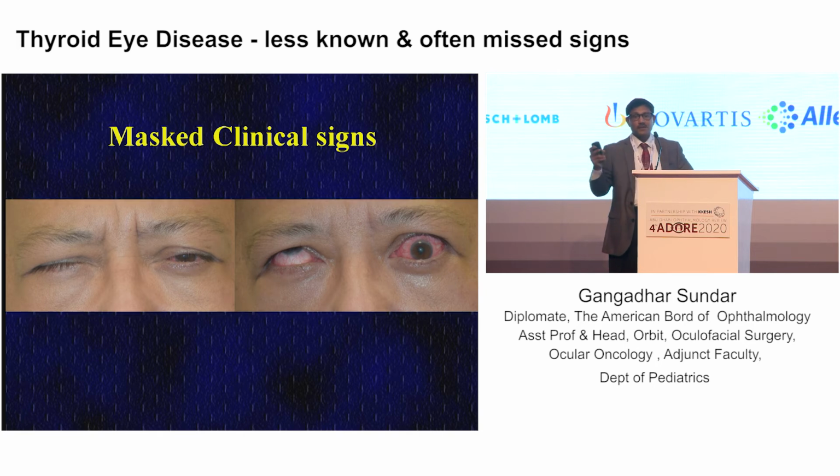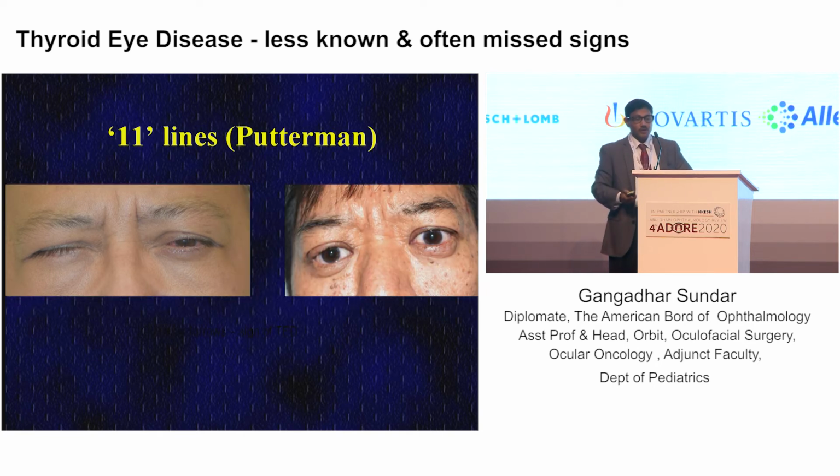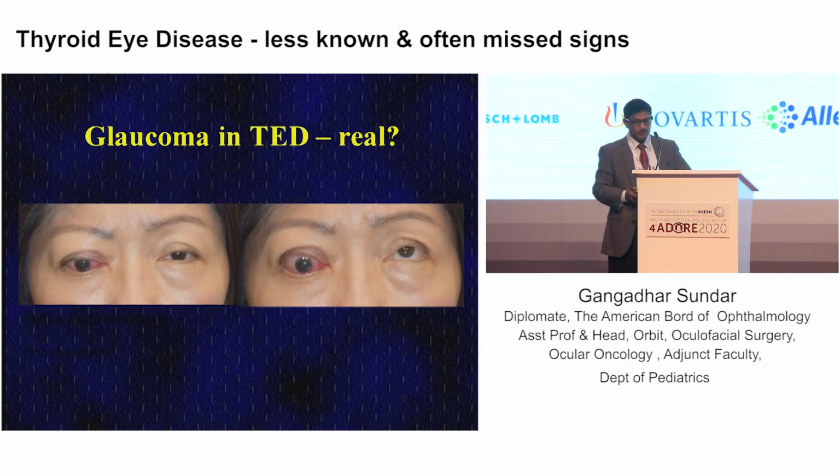So masked clinical signs in thyroid eye disease are very important, because he may be walking down the street and you can miss it. Alan Putterman described the 11 lines. This is the 11 lines over there, seen in the glabella, as one of the pathognomonic signs of active inflammatory thyroid eye disease, basically showing how much ocular discomfort they have.